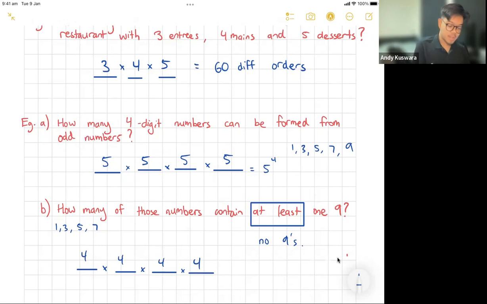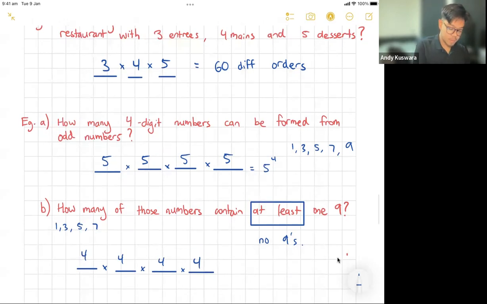So contain at least 1 nine is now going to be the total number, which was 5 to the 4 from part A. So there's 5 to the 4 ways I can form 4-digit numbers from the odd numbers. But if I don't want the 9s, I'm going to take away all the options where there are 9s. So it's just take away 4 to the 4. I'm not going to calculate what that is, but you can put that in your calculator. That's just going to be your answer there.